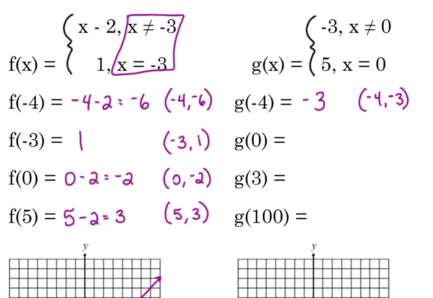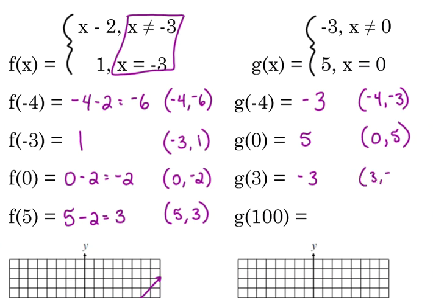G of 0. 0 is, of course, equal to 0. So that is the second piece. So its value is 5. So 0, 5. 3 is not equal to 0. So we use the first piece. The first piece is always -3.